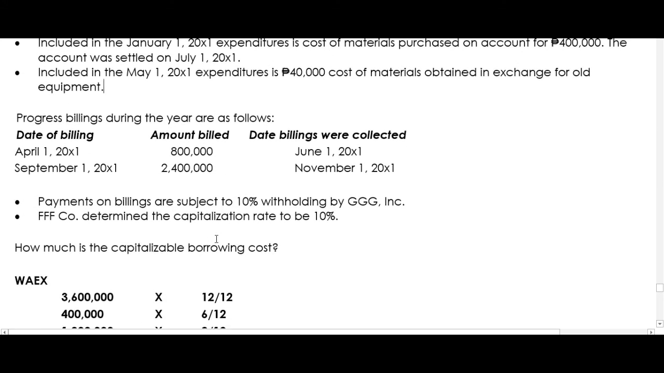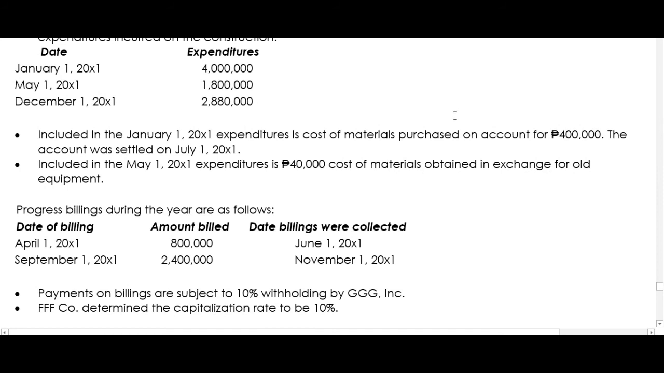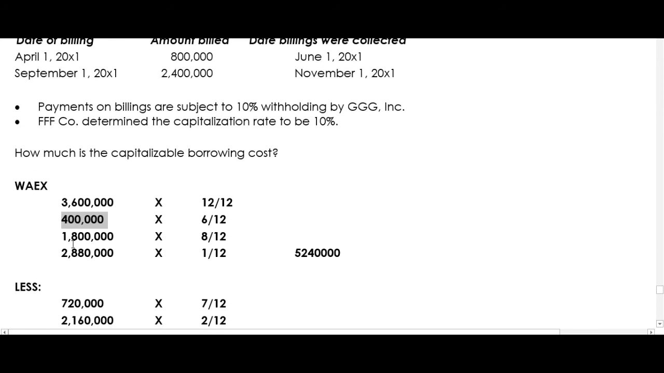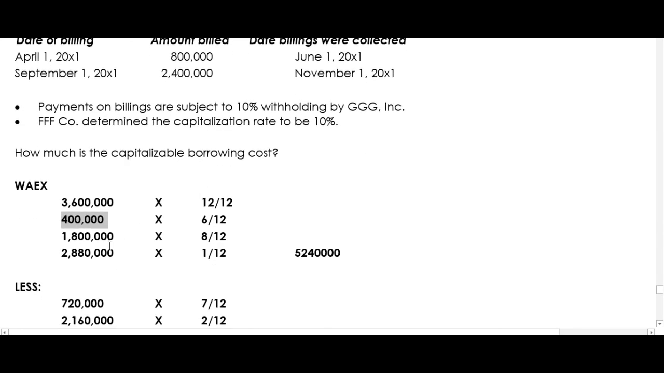Okay? So, solution, ganito gagawin mo. Out of the total 4 million nung January, yung 3.6, yun lang ang 12 over 12. Yung 400, since July mo siya binili, edi 6 over 12. Okay, kasi sinabi, nung July mo siya binayaran, ayun, July 1. So, kung July 1 mo siya binayaran, July 1 din ang start ng bilang. Kaya 6 months lang. Yung 1.8, automatic na yan, 8 over 12, kasi wala naman tayong problema dito sa May 1 na transaction. Tapos yung December 1 month lang. Kaya yun, 1 over 12. So, pag tinotal natin siya, ito yung total na weighted average expenditure.